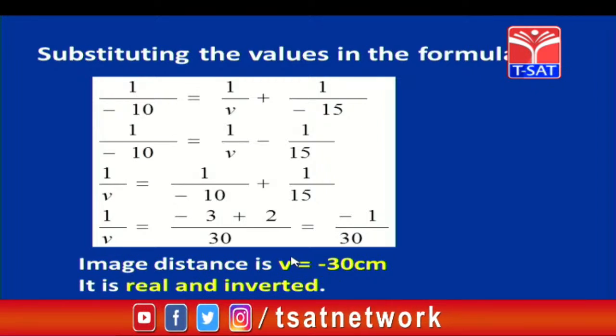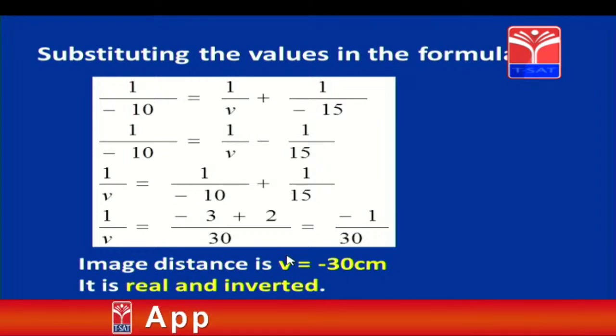What does this mean, children? Minus 30 means it is formed in front of the mirror only, which means it is a real image and it is an inverted image. It is a real and an inverted image. I hope you understood this problem, children. It is a very simple problem.